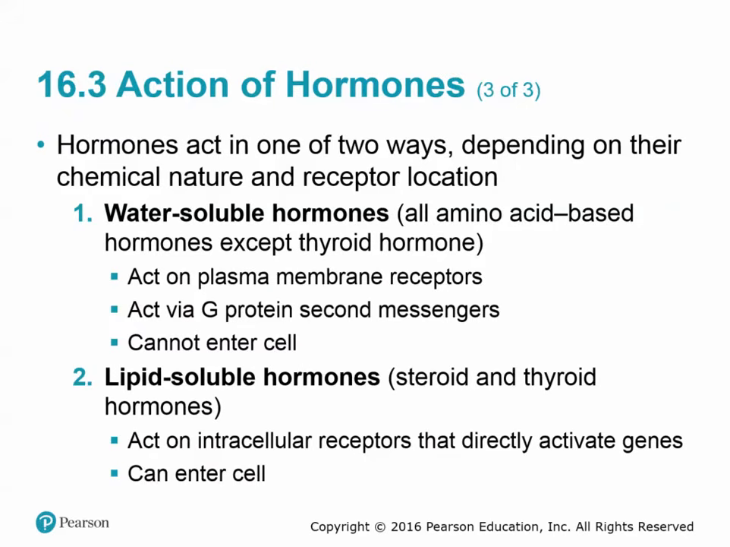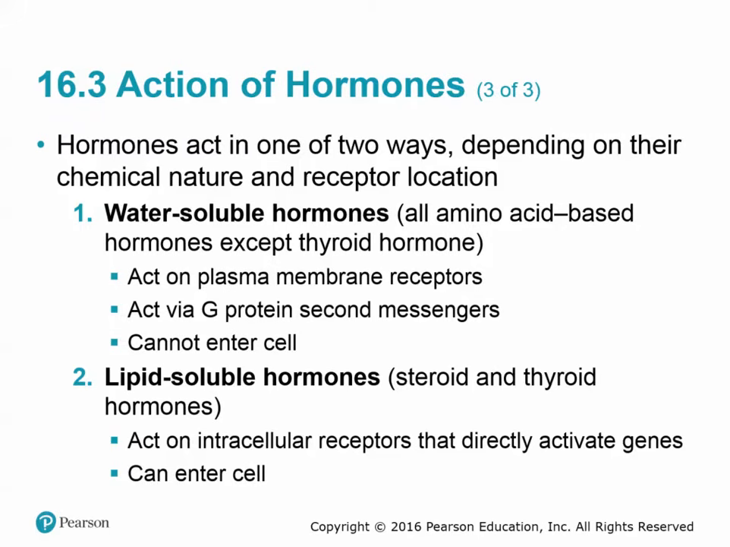So just like we said, there were two chemical classes of hormones. So that's going to dictate their function or their mechanism of action. So hormones can act generally in one of two ways, depending on that chemical structure. The first way would be your water-soluble hormones. So these are all the amino acid-based ones except the thyroid. Right? So they can act on the plasma membrane receptors, but they can't actually enter the cell themselves. So they rely on the second messenger systems.